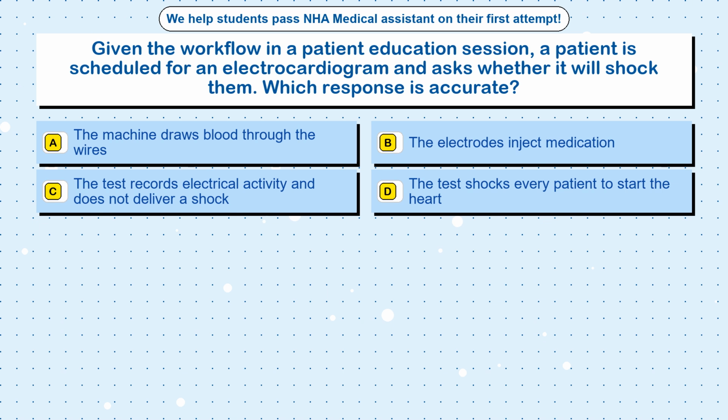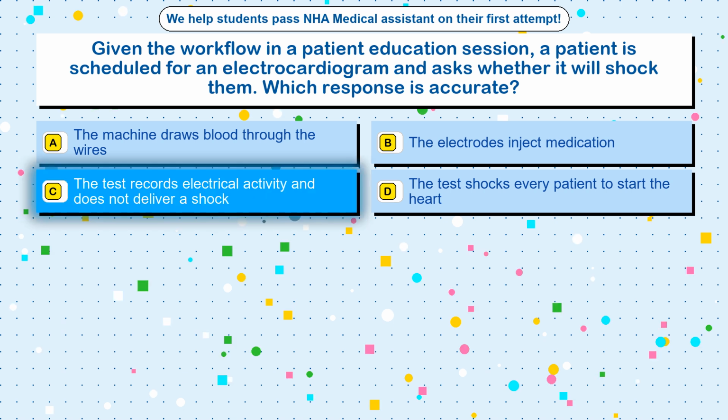Question 27. Given the workflow in a patient education session, a patient is scheduled for an electrocardiogram and asks whether it will shock them. Which response is accurate? Option A. The machine draws blood through the wires. Option B. The electrodes inject medication. Option C. The test records electrical activity and does not deliver a shock. Option D. The test shocks every patient to start the heart. The correct answer is option C.